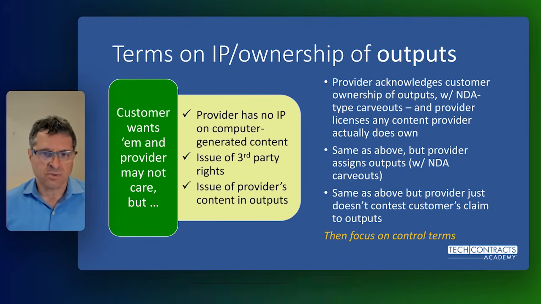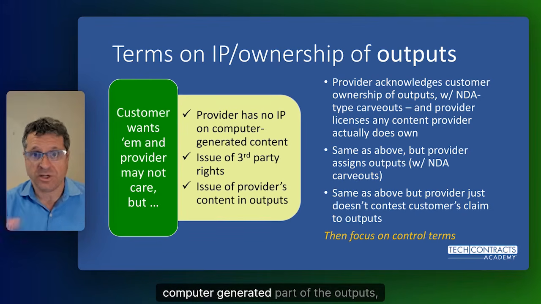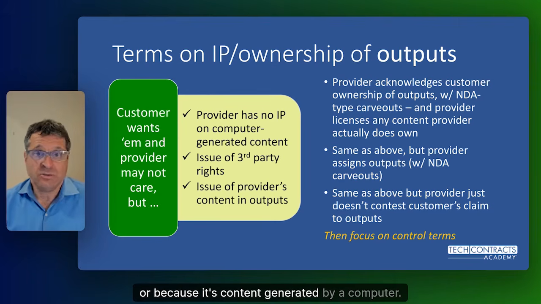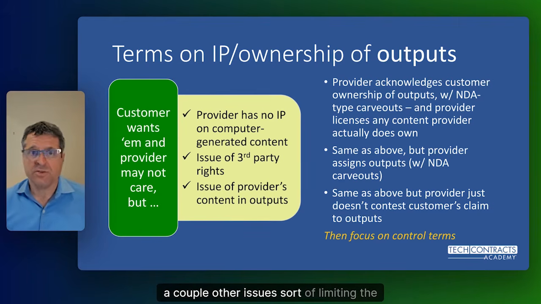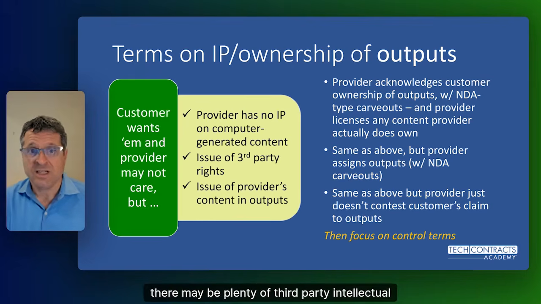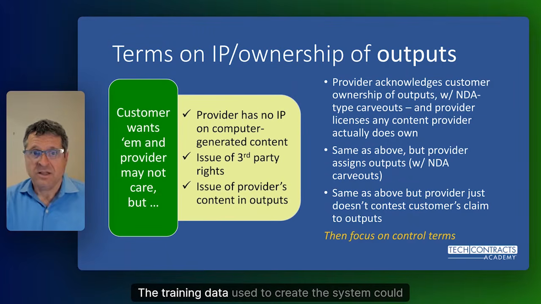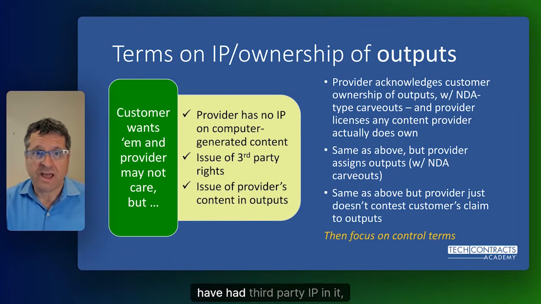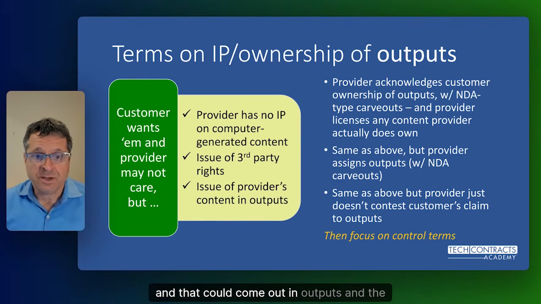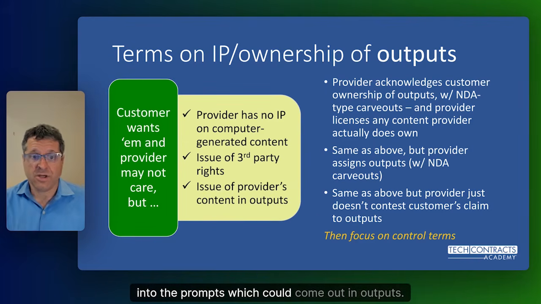There are a few complications. We just talked about the fact that the provider may actually have no IP to contribute in the computer-generated part of the outputs, either because it's data and there's nothing to own, or because it's content generated by a computer. There's a couple other issues sort of limiting the provider's mobility. One is there may be plenty of third-party intellectual property rights buried invisibly in the outputs. The training data used to create the system could have had third-party IP in it, almost certainly did in a large language model or other foundation model. And that could come out in outputs. And the customer could put third-party stuff into the inputs, into the prompts, which could come out in outputs.